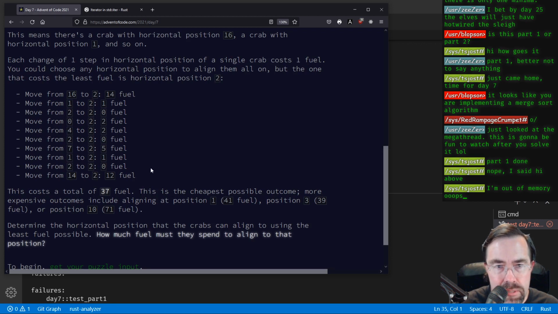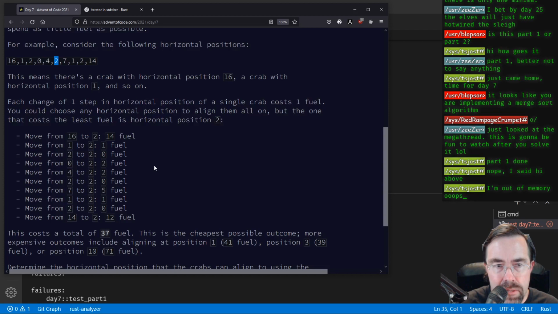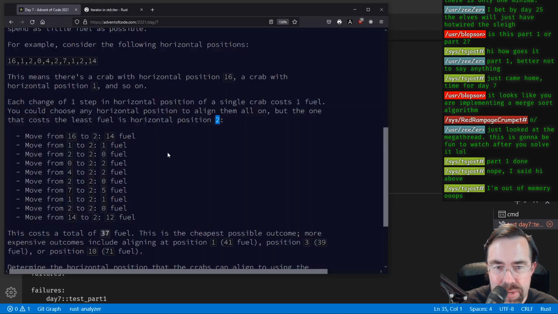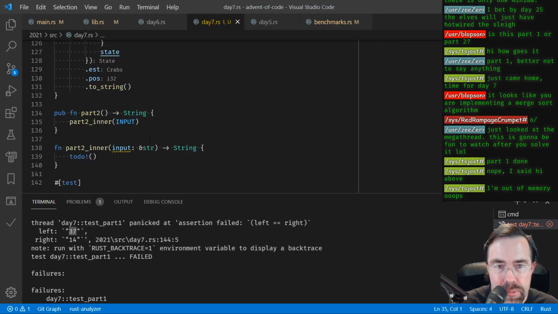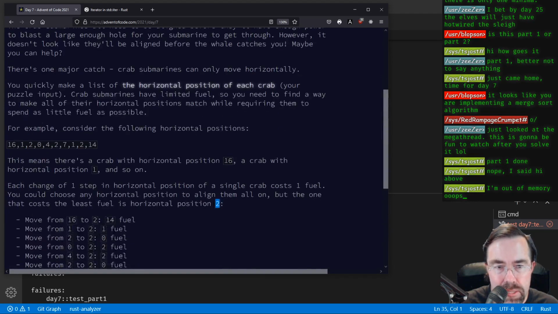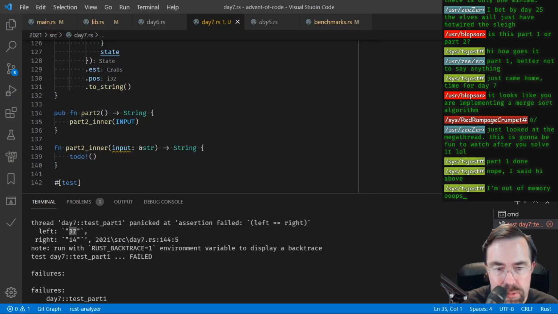What's the cheapest? 2. 2 is the cheapest. Okay, so 2 problems. I output the position, but I should have output the fuel cost. The other problem is it stopped at 14 and it didn't go to 2. So we'll just have to take it step by step.